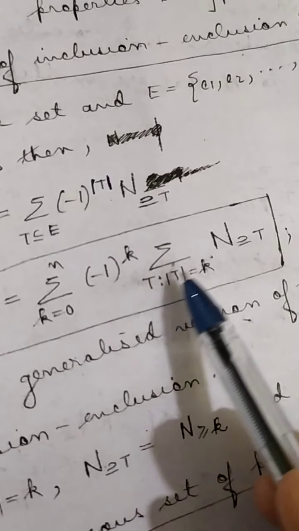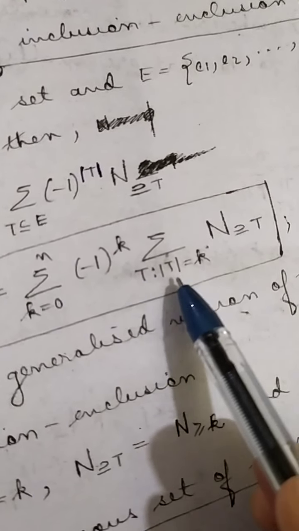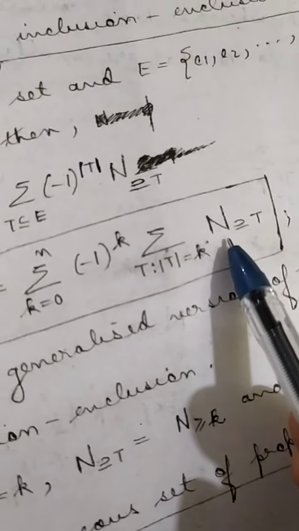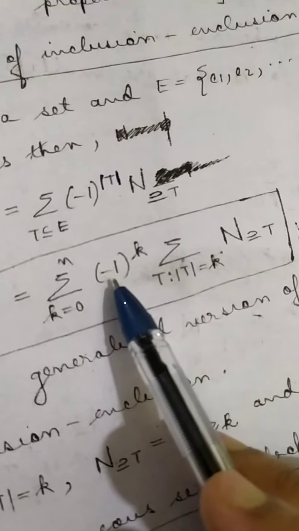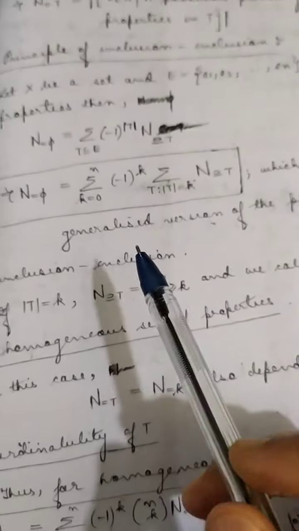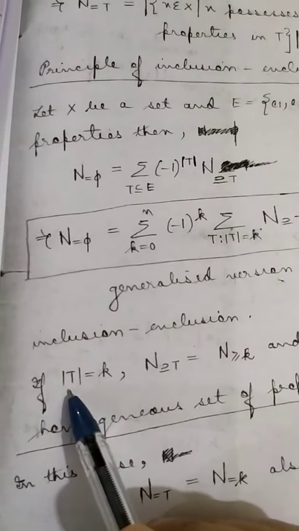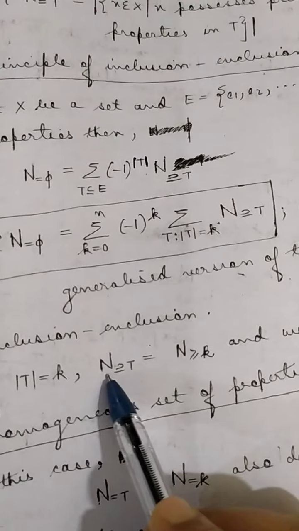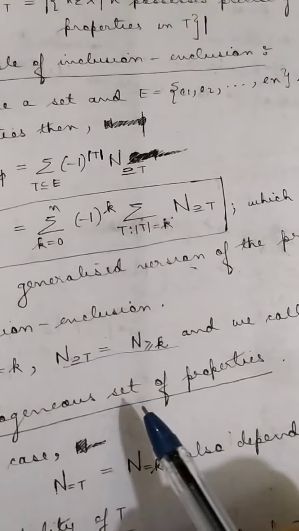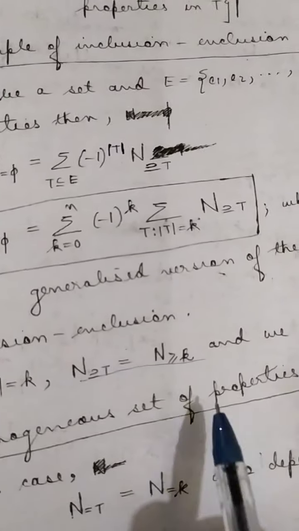So the summation varies over T. What is T? The number of elements in T is equal to k. So you just count this set and take the sum, depending on minus 1 to the power, which will remain the same. So this is a generalized version of the principle of inclusion exclusion. If the number of elements in T is equal to k, then this representation can be written this way, and we call E a set of homogeneous properties.